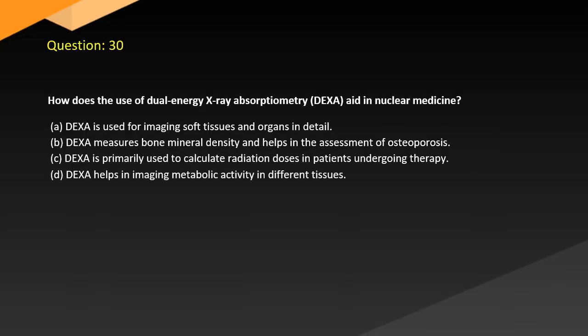Question 30. How does the use of dual-energy X-ray absorptiometry (DEXA) aid in nuclear medicine? A. DEXA is used for imaging soft tissues and organs in detail. B. DEXA measures bone mineral density and helps in the assessment of osteoporosis. C. DEXA is primarily used to calculate radiation doses in patients undergoing therapy. D. DEXA helps in imaging metabolic activity in different tissues.